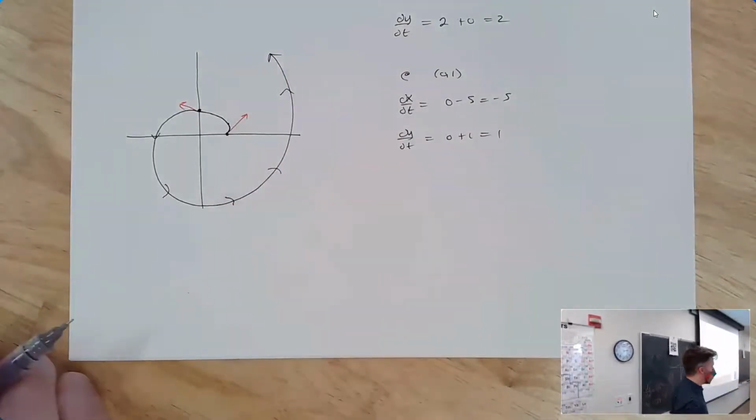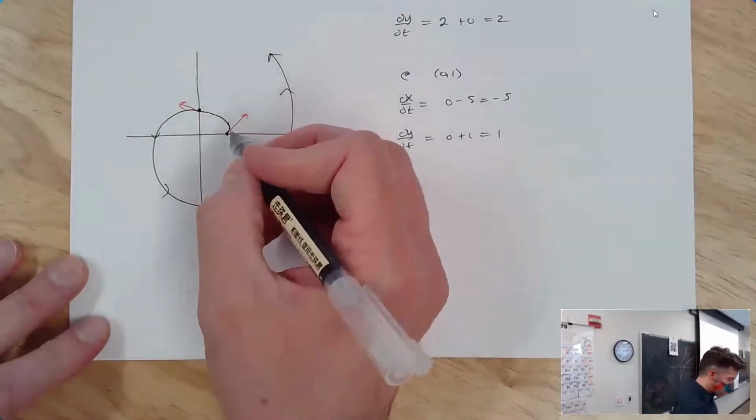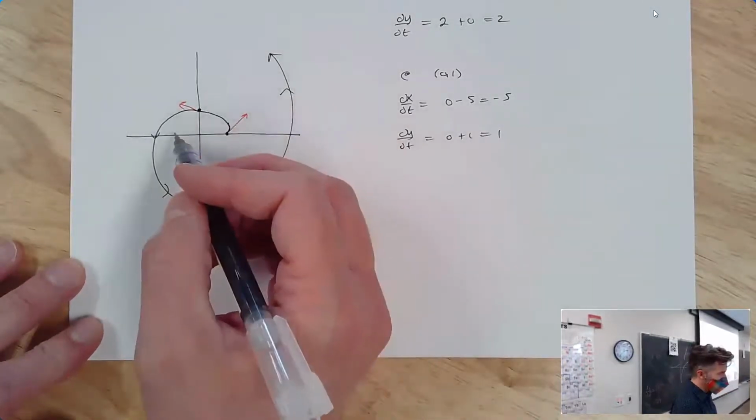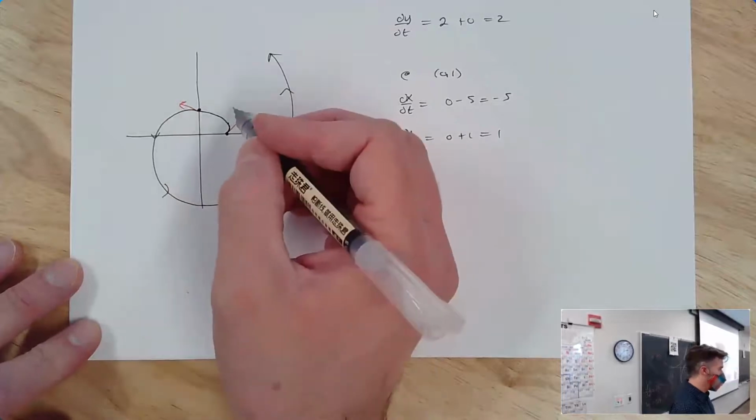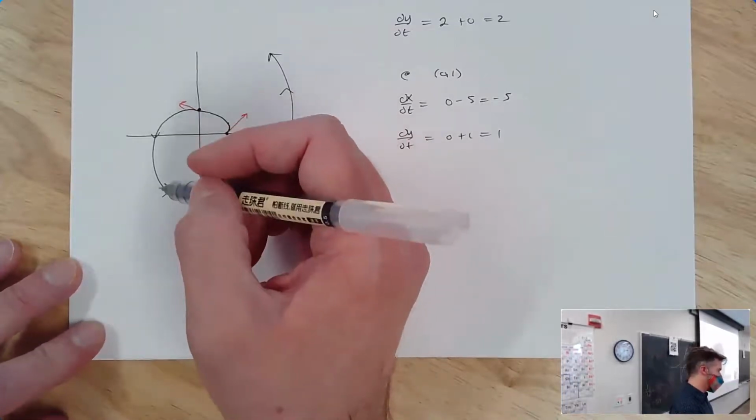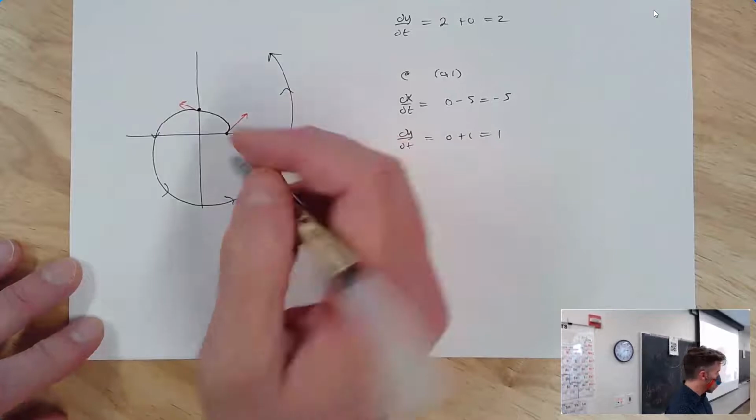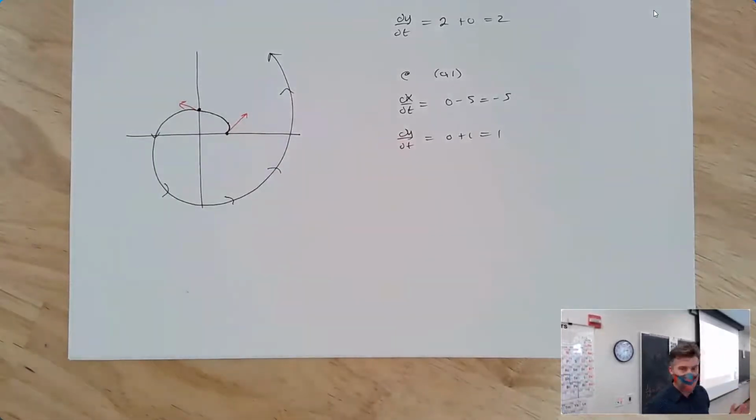So you can always draw like 2 or 3 or 4 vectors. I either pick points like (0, 1), (1, 0), (-1, 0), and (0, -1). Or sometimes I pick points like (1, 1), (-1, 1), (-1, -1), and (1, -1). Something like that can typically give you the directions.